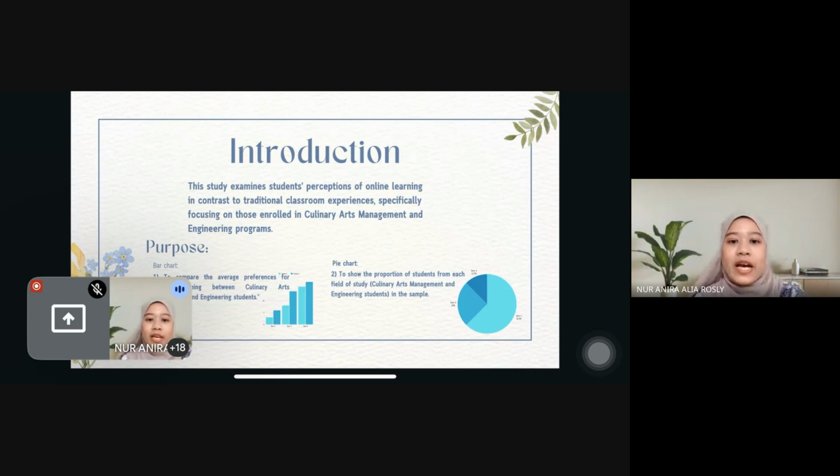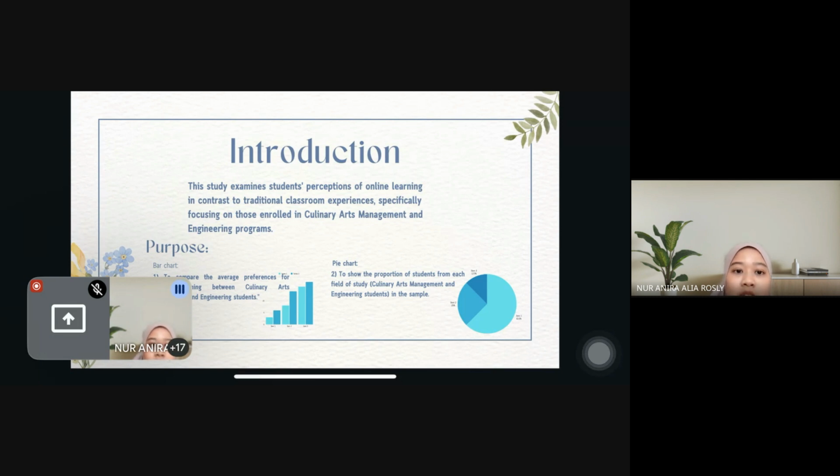Why did my partner and I choose this topic? Because of the growing importance of the students' shift to online learning, which raises questions about its effectiveness across different disciplines. Also, understanding how students from various academic fields like culinary art and engineering perceive online compared to traditional learning can help educators design better, more field-appropriate teaching methods.